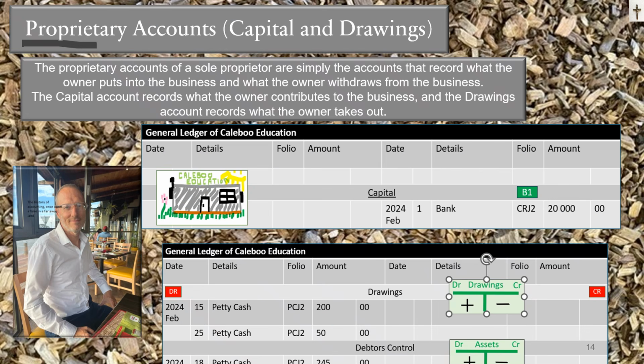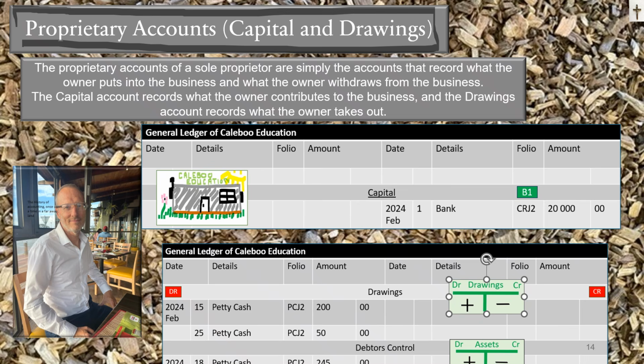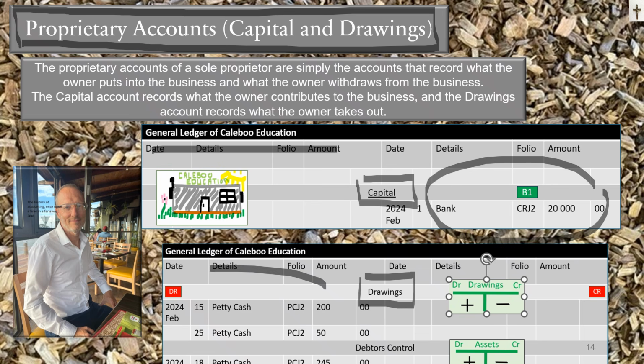And these two accounts, capital and drawings, are known as proprietary accounts. I just took an extract from the general ledger, which shows capital and drawings. Capital got credited and drawings got debited. But more about why an account is debited and credited as we move through this module. At the moment, we're just doing terminology and not why accounts are debited and credited. That will come. Those are accounting rules.